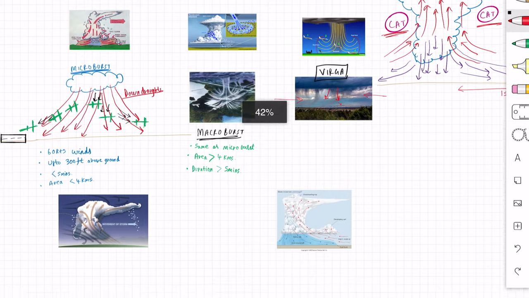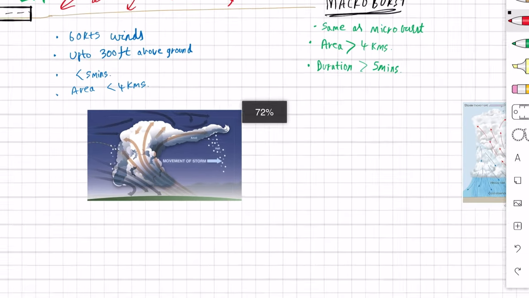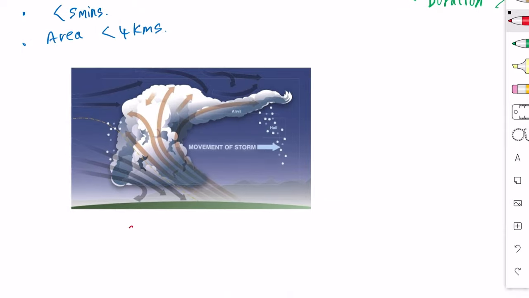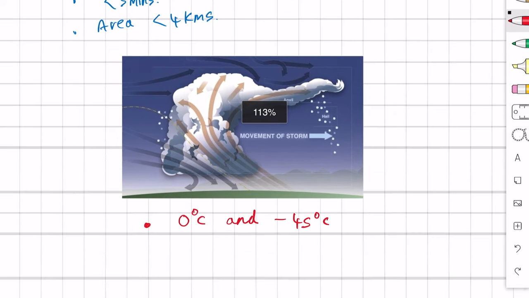Now, another hazard of a thunderstorm is icing. Icing can occur at all altitudes inside the cloud where the temperature is between 0 degrees Celsius and minus 45 degrees Celsius. And if there are a lot of large supercooled water droplets in the cloud, the icing will be really, really bad. So you can get extreme icing from a thunderstorm.